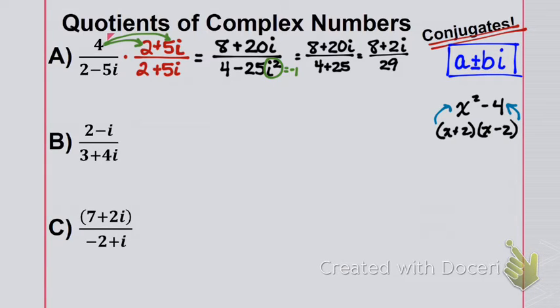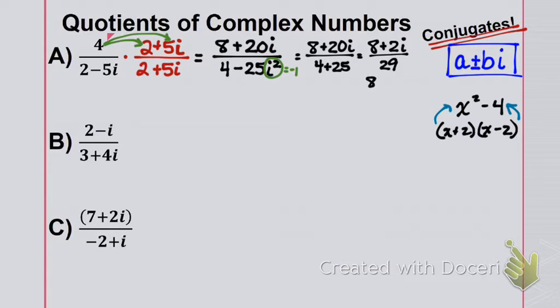Does this look like this yet? It's very close, but it's not quite there. What would I need to do to this to get it to look like this? If I could do something to one side, then I could do it to the other. Divide both values. Yes, 29. We're going to divide both the real part and the imaginary part by 29.